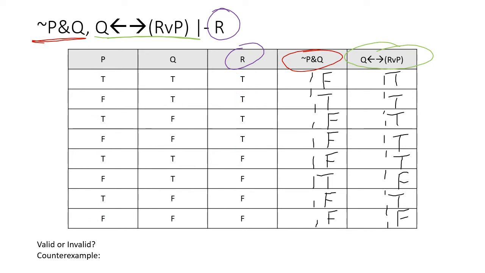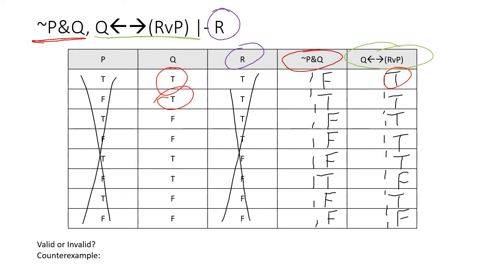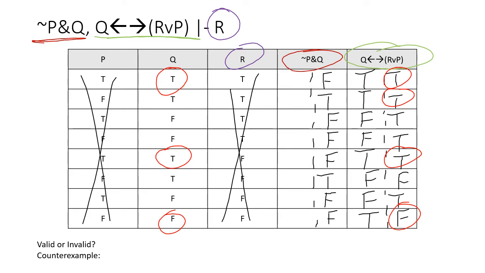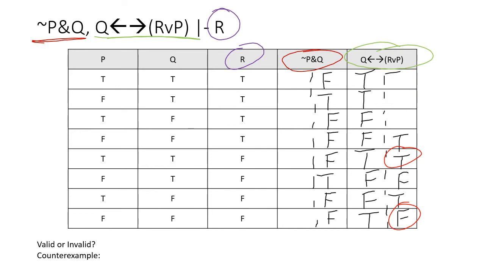And now we can bring in the Q double arrow again. And so we can just ignore these for right now. Looking for instances in which they match. They match here and here, here, and down here. So we've got trues wherever they match, falses wherever one of them is false and the other one is true. Erase this column now because we don't need it anymore.